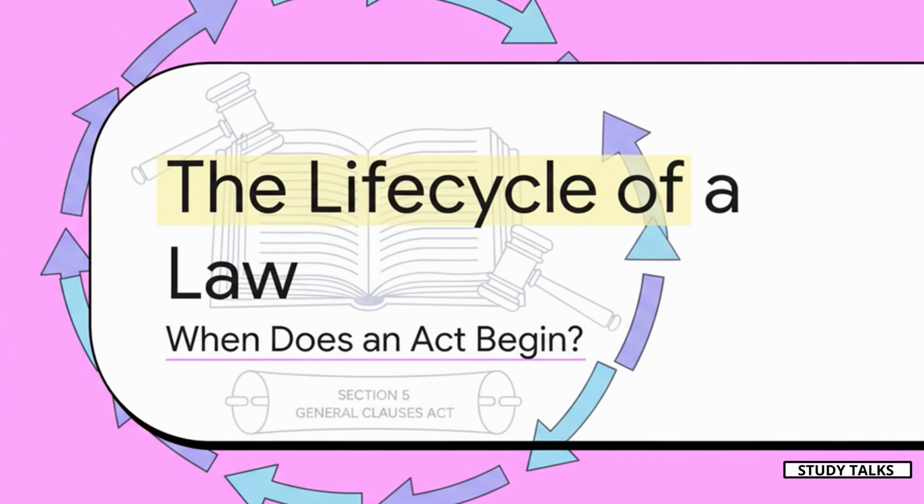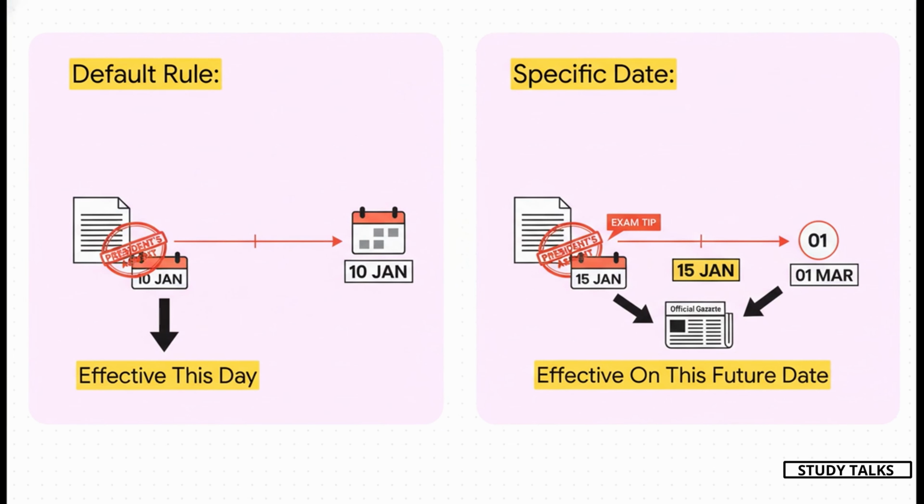Okay, so let's start by finally answering that first question. It all comes down to the life cycle of a law, and specifically Section 5 of the General Clauses Act. This section tells us exactly when a law comes into operation. Section 5 gives us two really clear scenarios. First, you have the default rule. It's simple. If no specific start date is mentioned anywhere, an act comes into force on the very day it gets the president's assent. That's it.